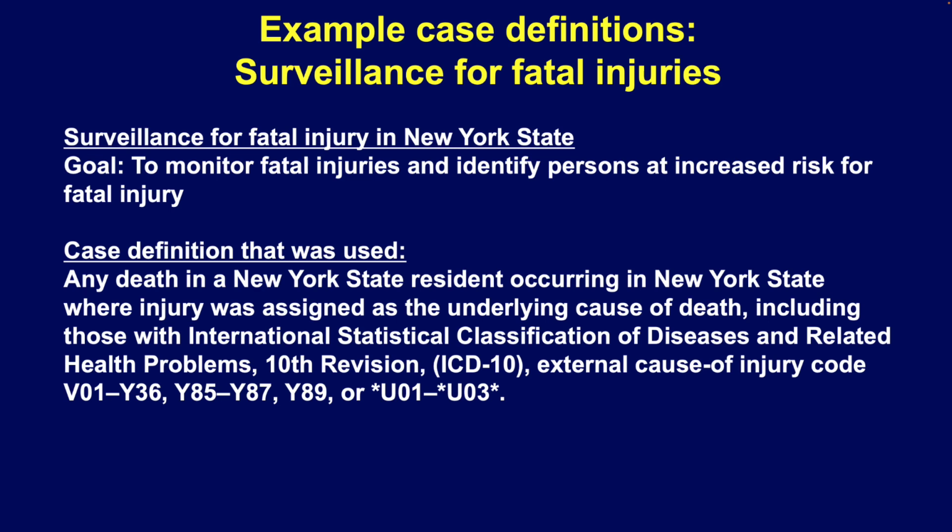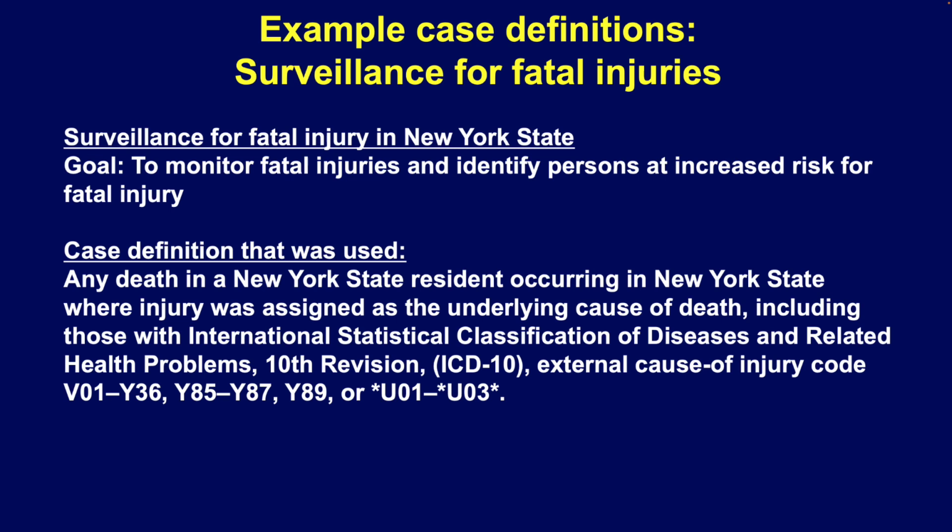And of course, case definitions don't only apply to infectious diseases that might be under surveillance. Here's an example of a surveillance system for fatal injuries in New York State. The goal of this surveillance system is to monitor fatal injuries and identify persons at increased risk for fatal injury. Their case definition was any death in a New York State resident occurring in New York State where injury was assigned as the underlying cause of death. And they specify International Statistical Classification of Disease codes, or ICD-10 codes, that have an external cause of injury listed. You can see that they're being very specific about which codes would be used to identify cases to be counted as part of this fatal injury surveillance system.